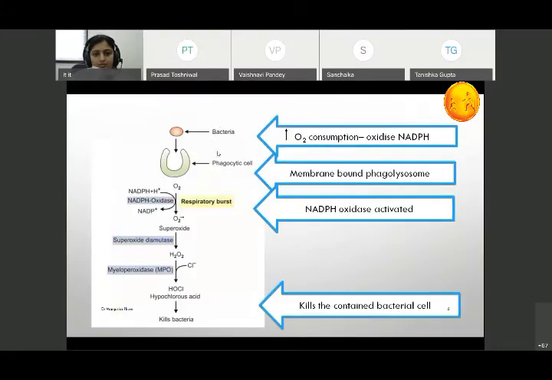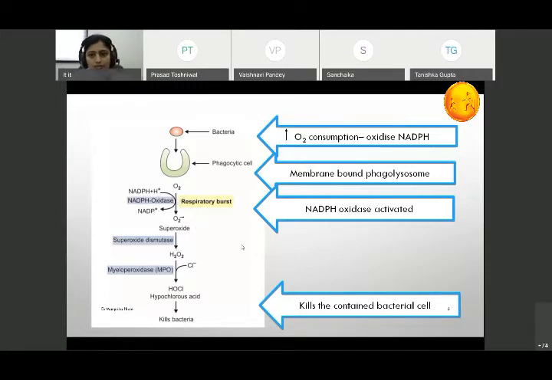Here is a diagram showing how this respiratory burst is occurring. What happens is, this bacteria is engulfed by the phagocytic cell. Now this phagocytic cell has a membrane bound phagolysosome, which increases the consumption of oxygen. This membrane bound phagolysosome activates NADPH oxidase. This NADPH oxidase consumes large amount of oxygen. Then it leads to formation of various free radicals.